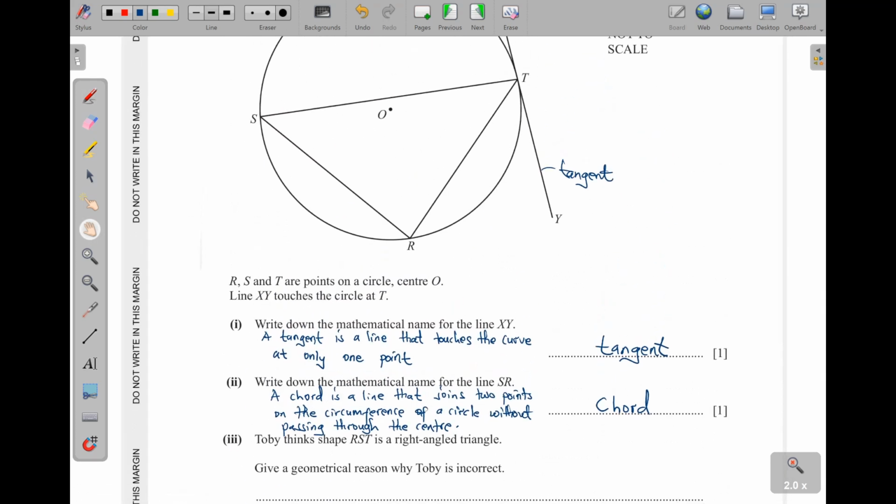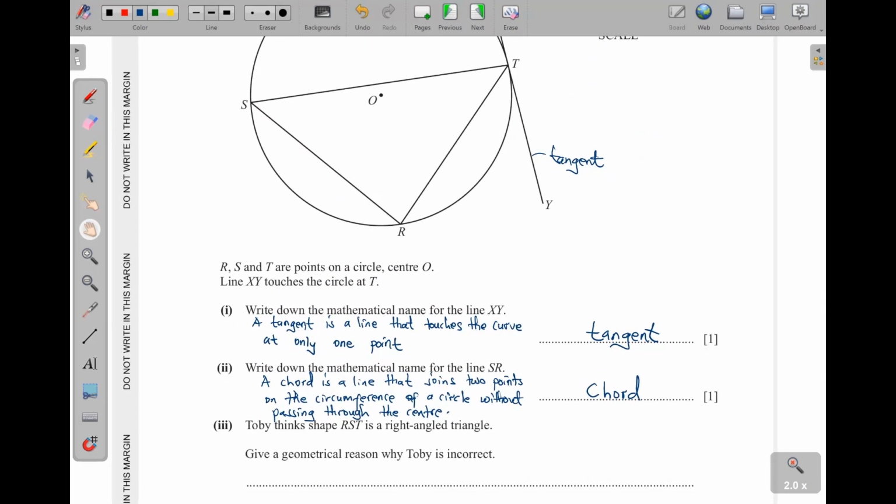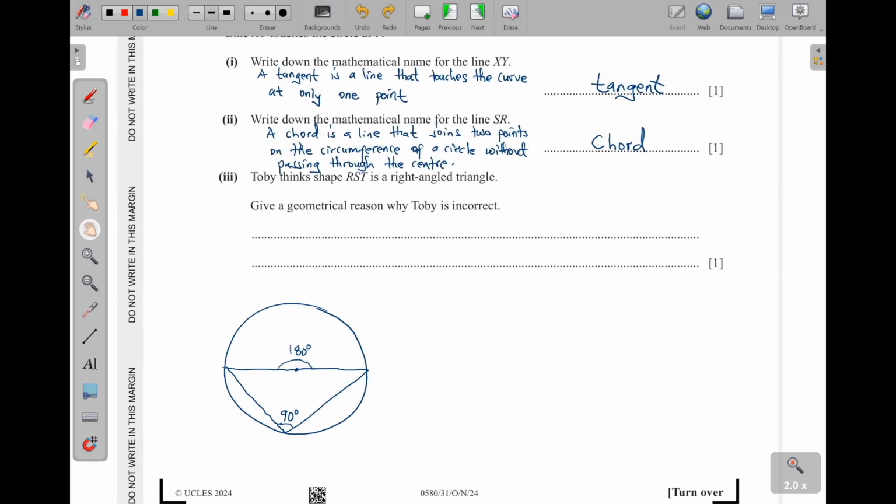Now, when you check this one here, this line ST is not passing through the center O. You see that? So it's not a diameter. ST is not a diameter. If ST were a diameter, then this would be 90 degrees. So what are we going to say here? We are going to say that ST isn't a diameter, because it is not passing through the center of the circle.